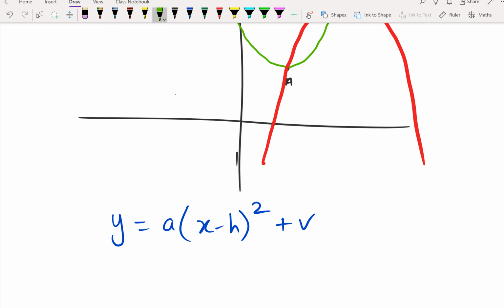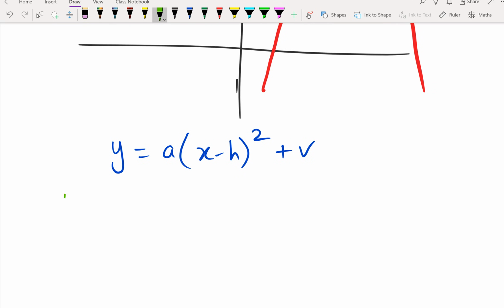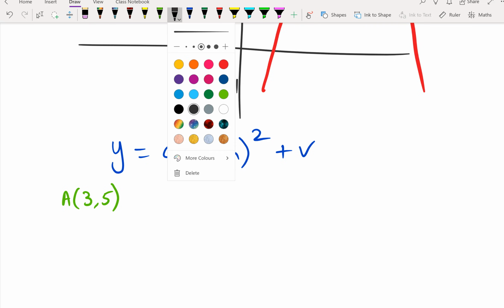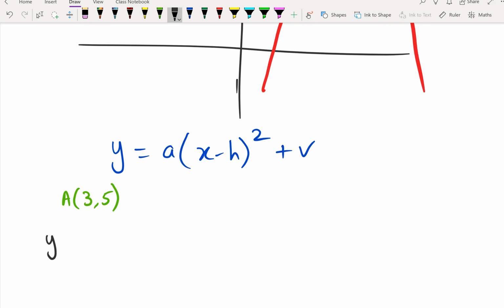Now I'm going to show you guys what the 2 graphs are going to look like. The first one I'm going to do is for A. For A, the point is 3, 5, which means my equation for this parabola is going to be y equals a times (x minus 3) squared plus 5, because h and v are the vertex right there. I'm assuming everybody is okay with what I've done so far. This is what we've been doing for the last 2 days, exploring the vertexes.